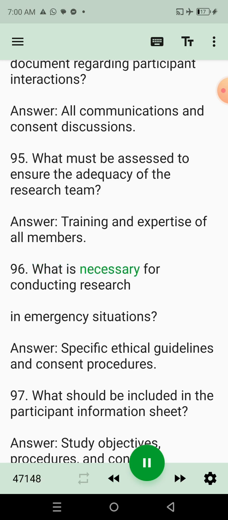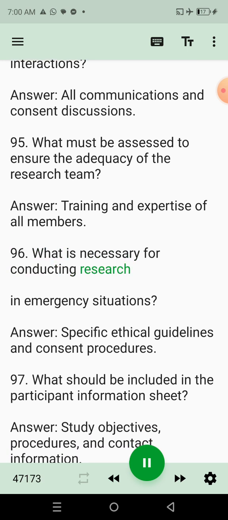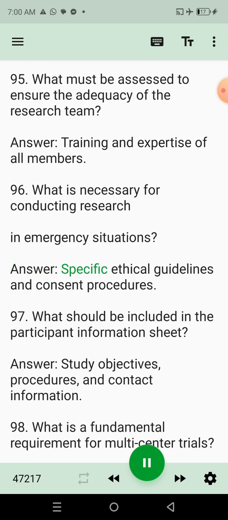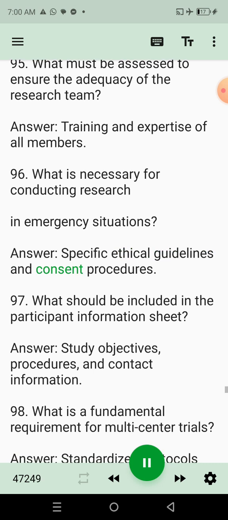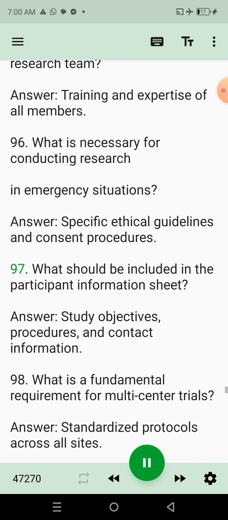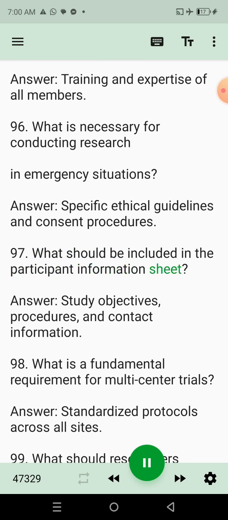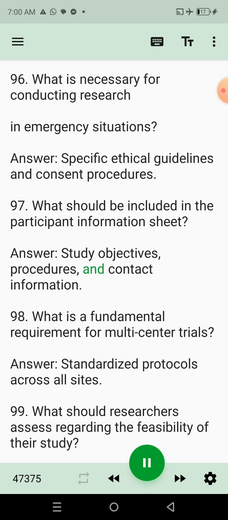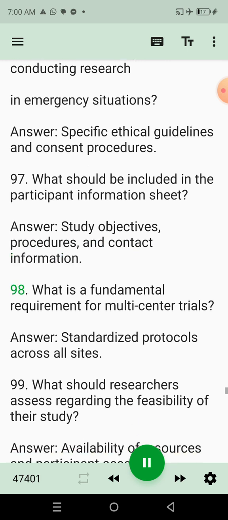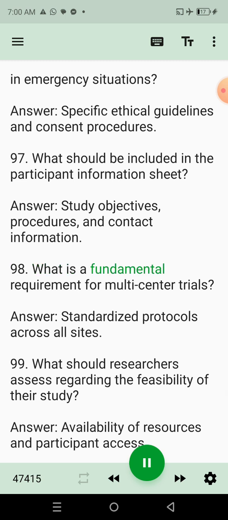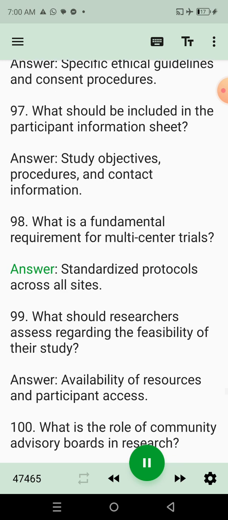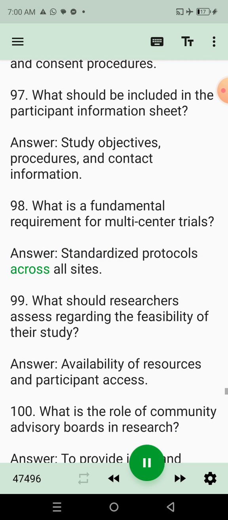96. What is necessary for conducting research in emergency situations? Answer: specific ethical guidelines and consent procedures. 97. What should be included in the participant information sheet? Answer: study objectives, procedures, and contact information. 98. What is a fundamental requirement for multi-center trials? Answer: standardized protocols across all sites.